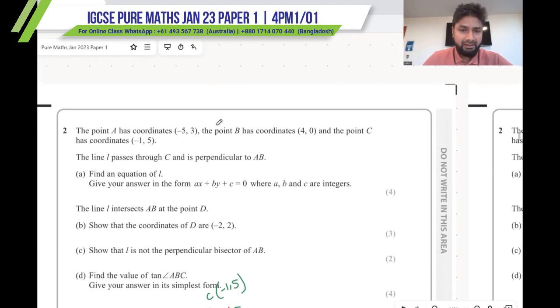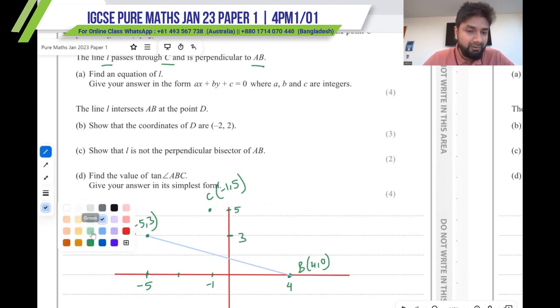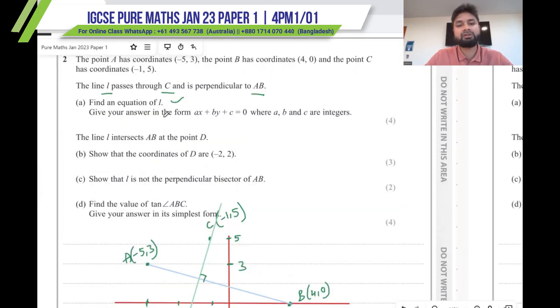Now, it says L passes through C and is perpendicular to AB. So L must pass from C and it says it's perpendicular to AB. So let's draw this line AB first. So if I draw a line for AB and as it says L is perpendicular to AB, if I draw from C, it will be something like this. Now they are saying to find the equation of line L.